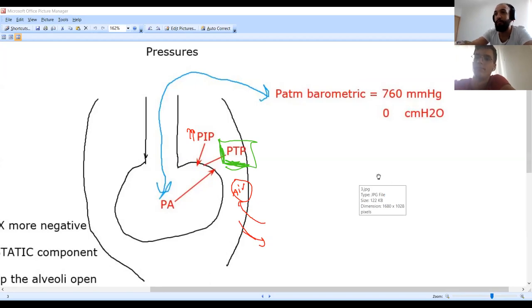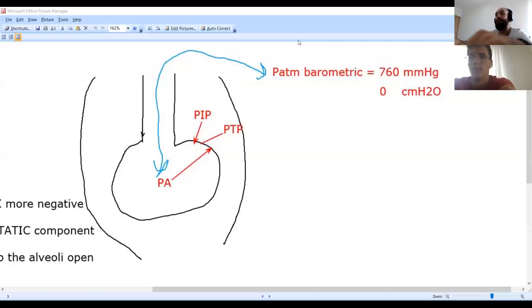Clear? Now, the last one, the alveolar pressure. The alveolar pressure is very important. And it's a dynamic pressure. Dynamic pressure. So what does dynamic pressure mean? It means it determines the airflow. It is the one that can make the air move in or move out.